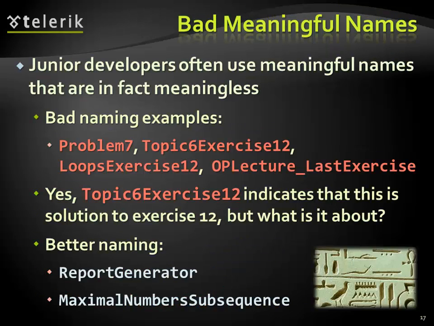There are some bad names which sound still meaningful but are not appropriate, and junior developers often try to use them. Like a bad naming example is problem 7. So I just started work, now is the 7th hour of my day, so why don't I call my task problem 7? Will the boss be happy? Well, in fact, the boss will be happier if you name that report generator, because the boss gave you a task to write a report generator.